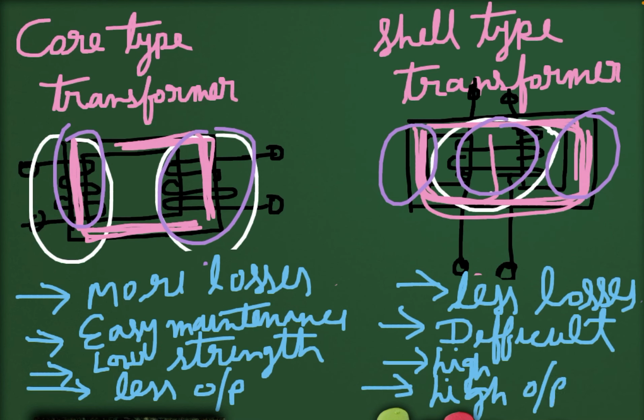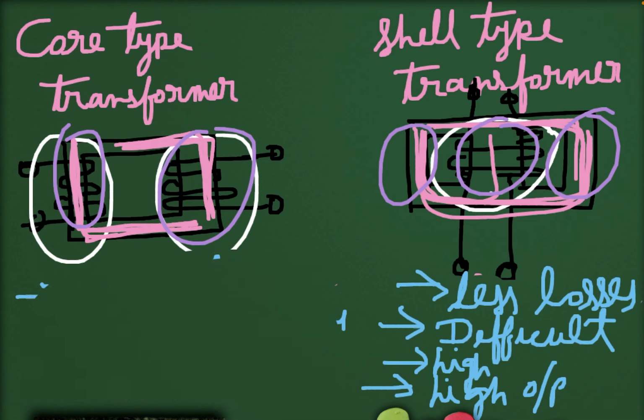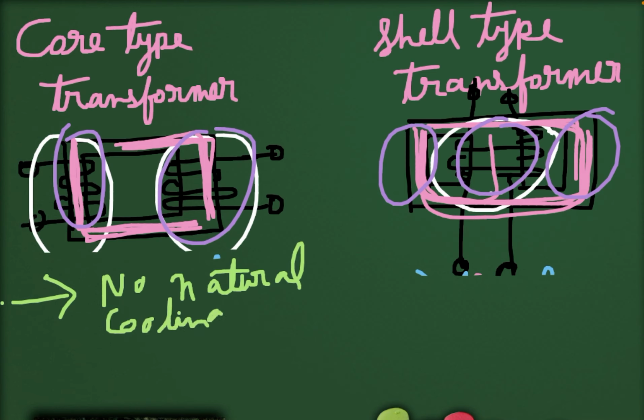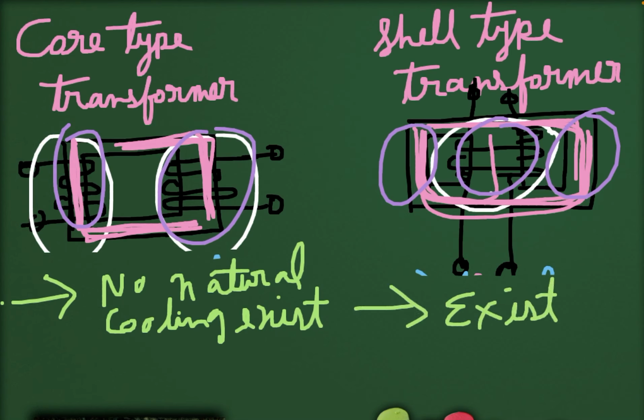Next is natural cooling. Here in the core type no natural cooling exists, but in the case of shell type natural cooling exists.